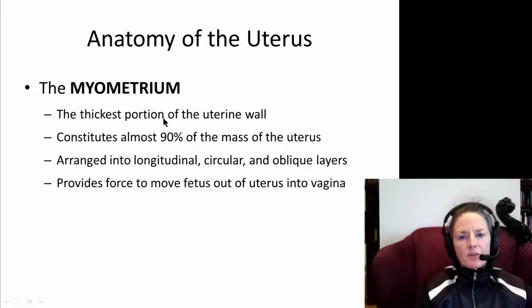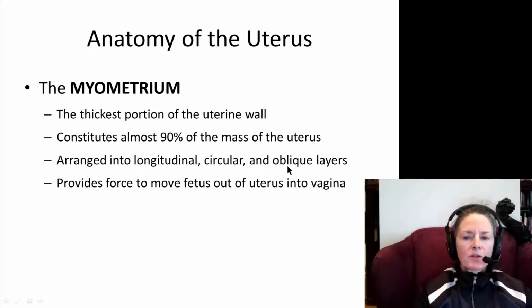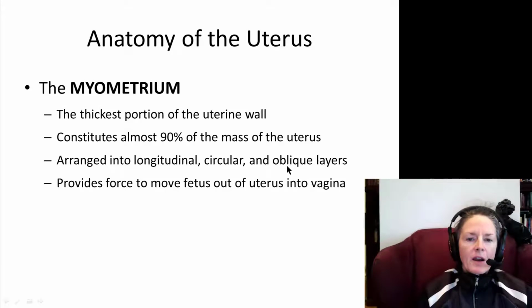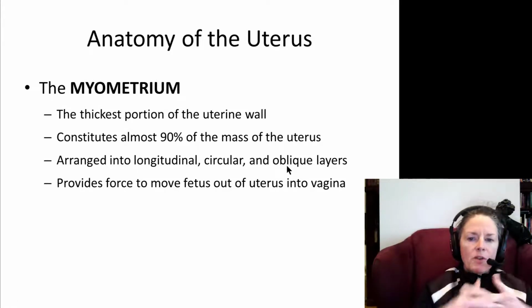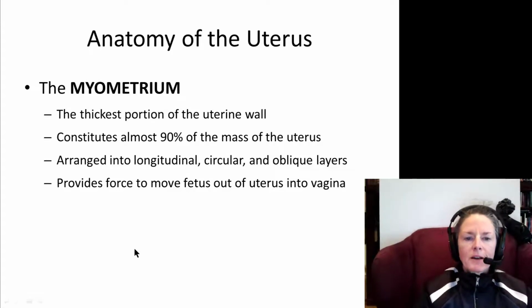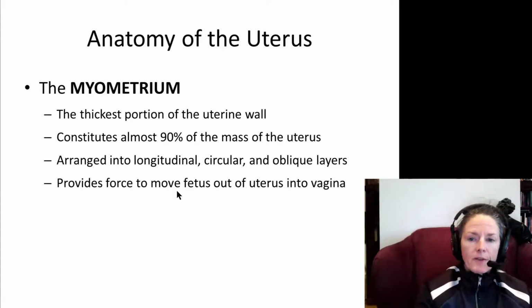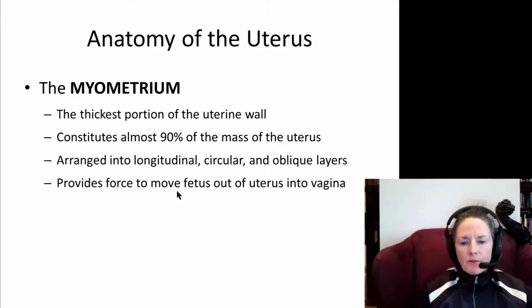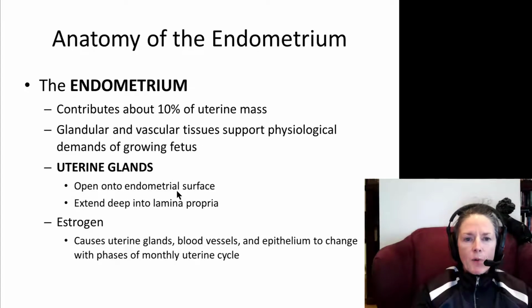All right, so let's have a look at the myometrium. As we said, that's the thickest portion of the uterine wall, about 90% of the mass. It is arranged into longitudinal, oblique, and circular layers, but they're not that well defined. So you couldn't really say, oh, this is the longitudinal layer. In fact, there's quite a bit of crisscrossing and other things that go on, especially in the middle layer, which is more like the oblique layer. And of course, that's going to move the fetus out of the uterus and then into the vagina. At this point, hopefully, if it's a normal breech, the baby's head will be first, and then it's fairly easy to get the baby out at that point.